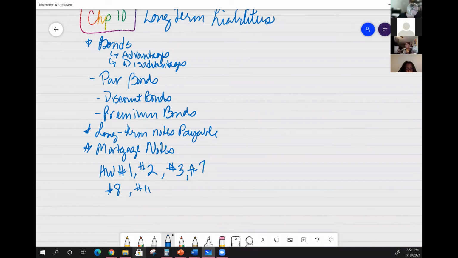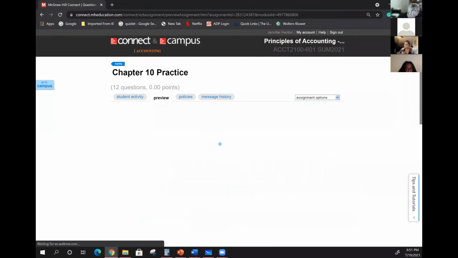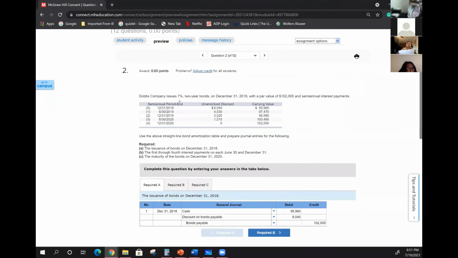All right, let's look at number 2. Okay, so we have 7% 2-year bonds on December 31, 2018 with a par value of 102 and semi-annual. So we're doing 2 payments a year again. Use the straight line amortization table to prepare the journal entries for the following.